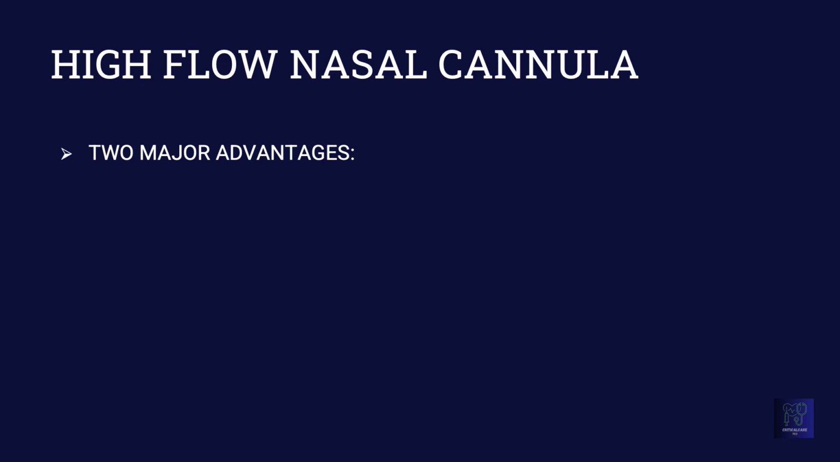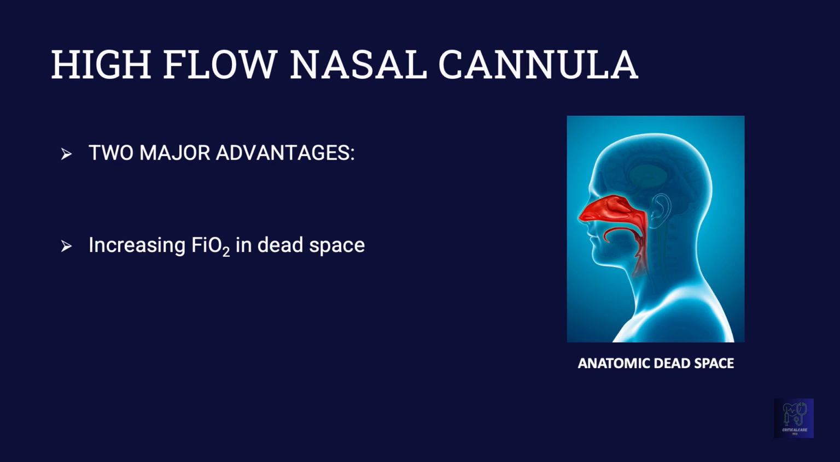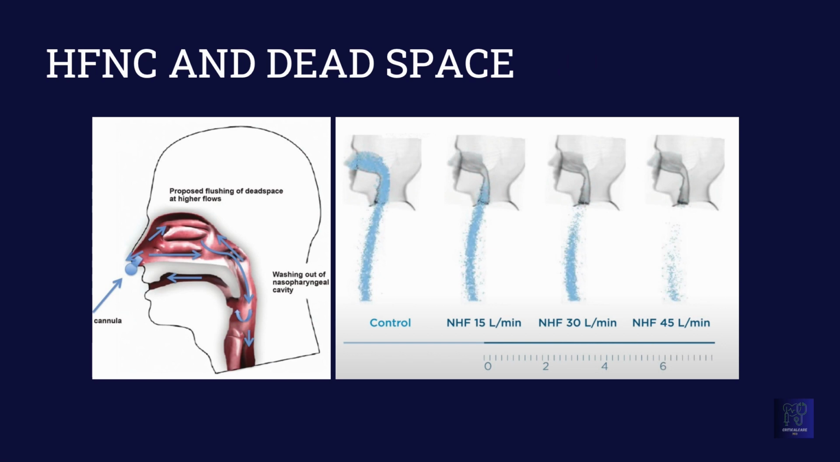The high flow gives this device two major advantages. First is flushing out of the dead space. Second is PEEP effect. Let's look into these in detail. We discussed dead space in more detail in the part 1 video, but dead space is basically all the air contained in airways which is not participating in gas exchange. So basically the nasal passages, the pharynx, larynx, trachea, bronchi, all these chambers constitute dead space.